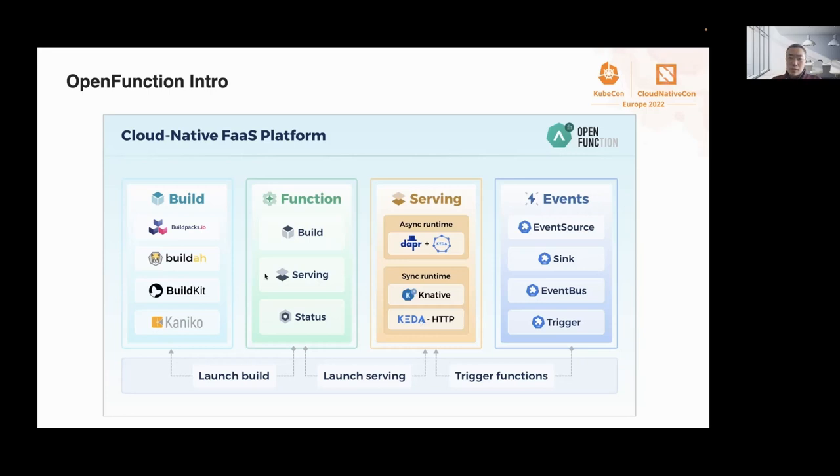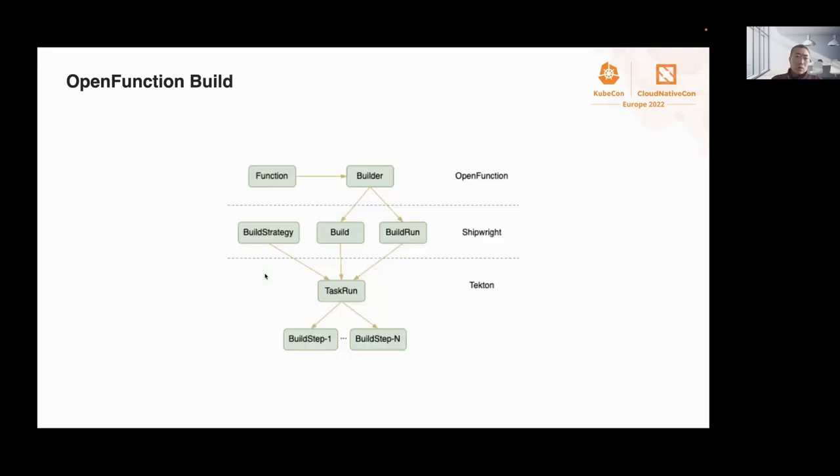It's kind of like Knative eventing, but actually it is inspired by Argo events with some differences. I will explain later. So for OpenFunction build, whenever a function is created, it will create a builder, and the builder will create a Shipwright build and build run together with the build strategy. Shipwright will create a Tekton task run, and the build steps are created in the Tekton task run and executed in order. And this is how the function source code is built into a container image.